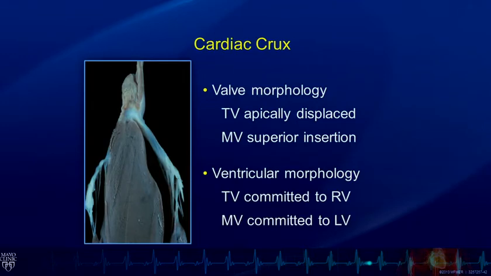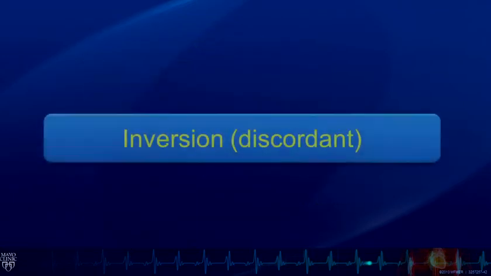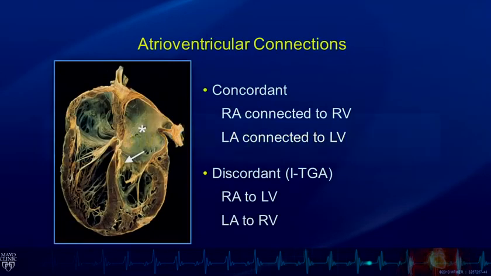As demonstrated here again in this image, the offset impacts valve morphology. Again, the tricuspid valve is apically displaced, and so we know that the tricuspid valve is associated with the right ventricle, and that the mitral valve, the superiorly inserted AV valve, is associated with the left ventricle. So important for valve and ventricular morphology. Let's look at some abnormalities then of the cardiac crux. The first is inversion of the cardiac crux.